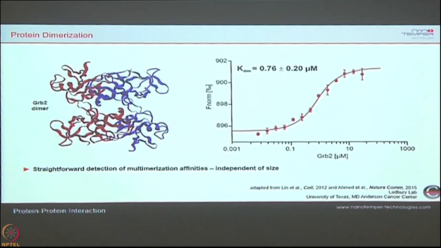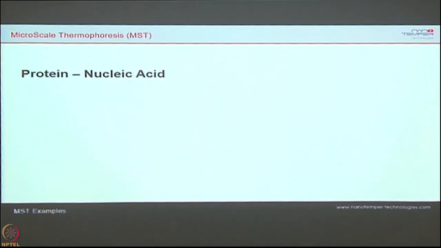But here, labeling one of the proteins and titrating the same protein, you can determine the dimerization KD as well. As you can see here, you can clearly see a clean fit of KD coming up. So even protein dimerizations and protein dimers can be easily studied using this technology.